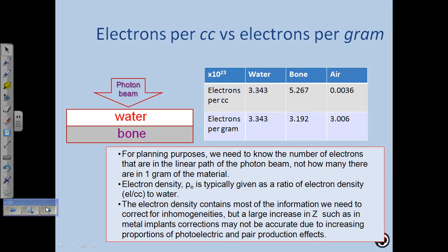Electrons per mass, so electrons per kilogram, and if you go across and look at the different materials, I have 3 outlined in this table. Electrons per gram: water, bone, and air. Look, they're pretty much the same.